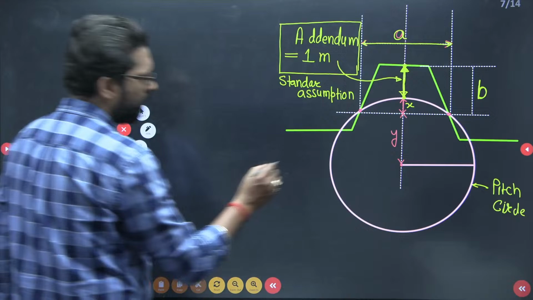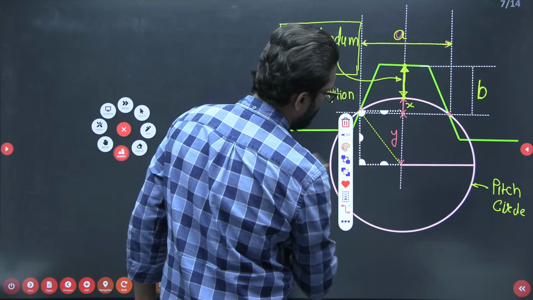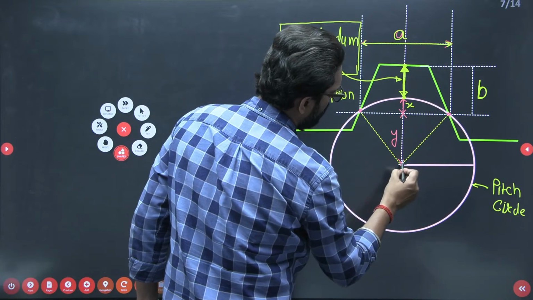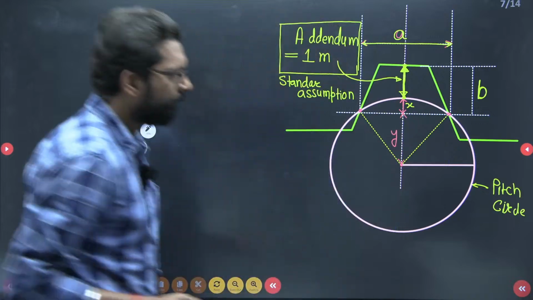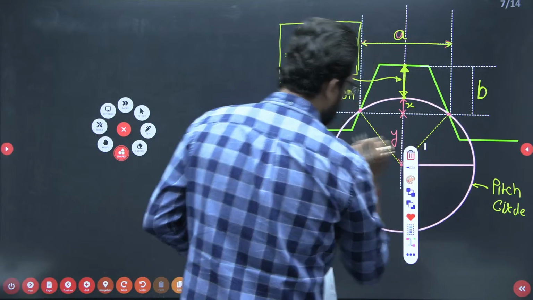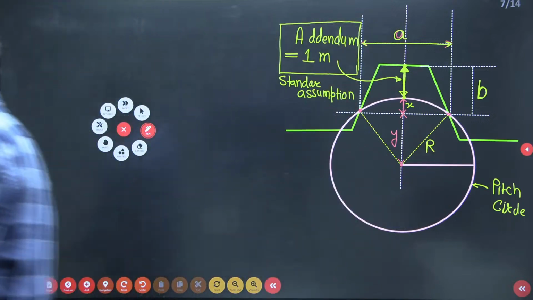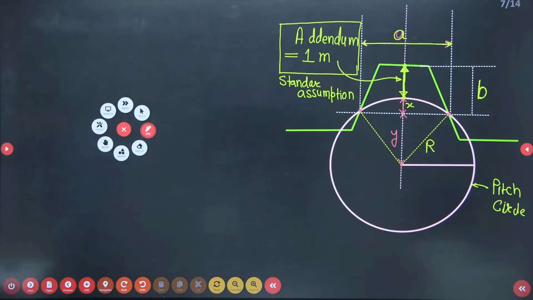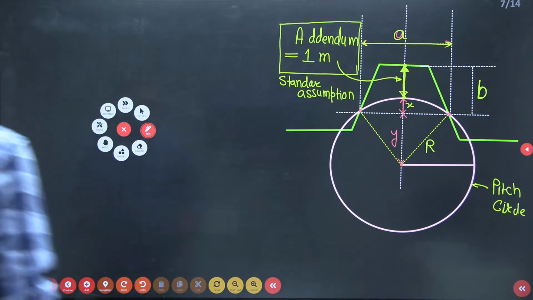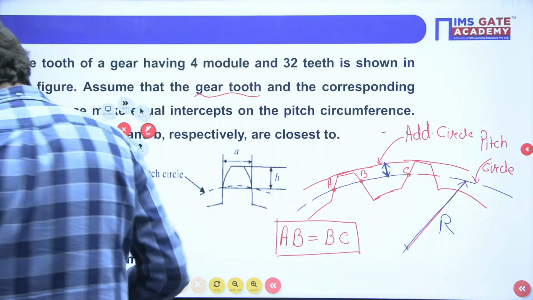This is our radius from here. This is the radius of the circle, r. Okay. And what is the value of r? Please tell me. It is given or not? Yes, module and teeth are given.